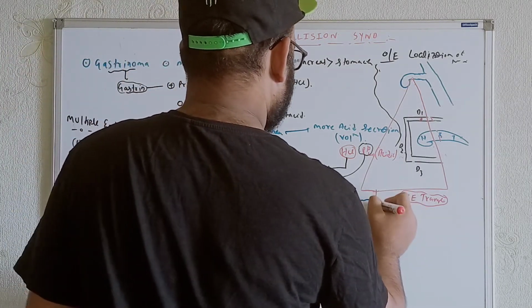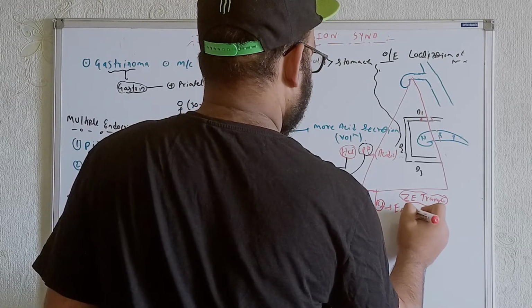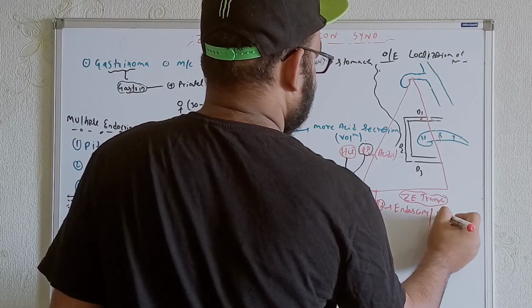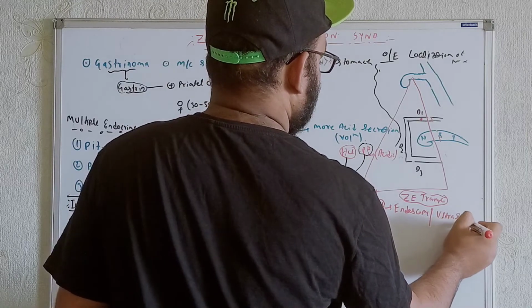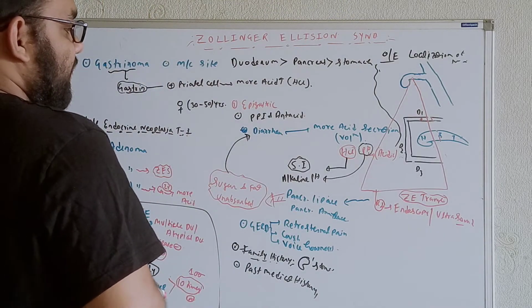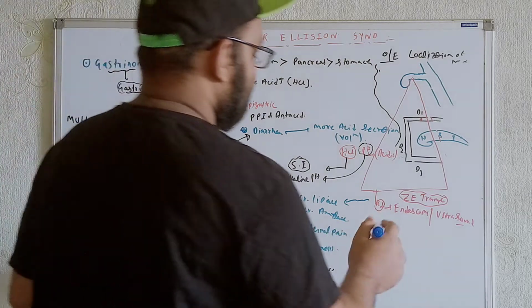In these cases we need to do what? Endoscopy. Okay, or you can just do the ultrasound. We can do the ultrasound also. Okay, now in terms of the treatment, we got this type of thing. Now, how can we do the treatment for Zollinger-Ellison syndrome?